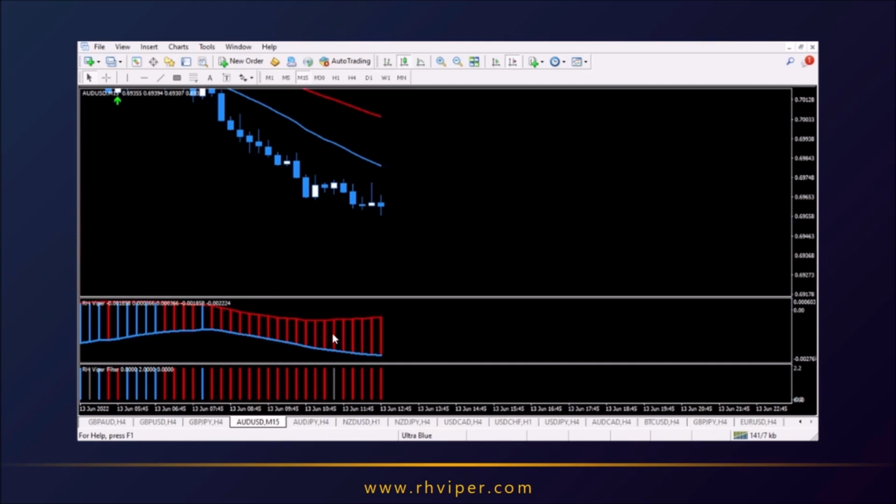And when we take a look at the RHViper indicator, we can see that the lines are also in order. We've got the blue line underneath the red line, so the blue's at the bottom. Now, the RHViper filter is red, but at this point, when we're looking at the trend, we don't really need to consider the filter indicator.